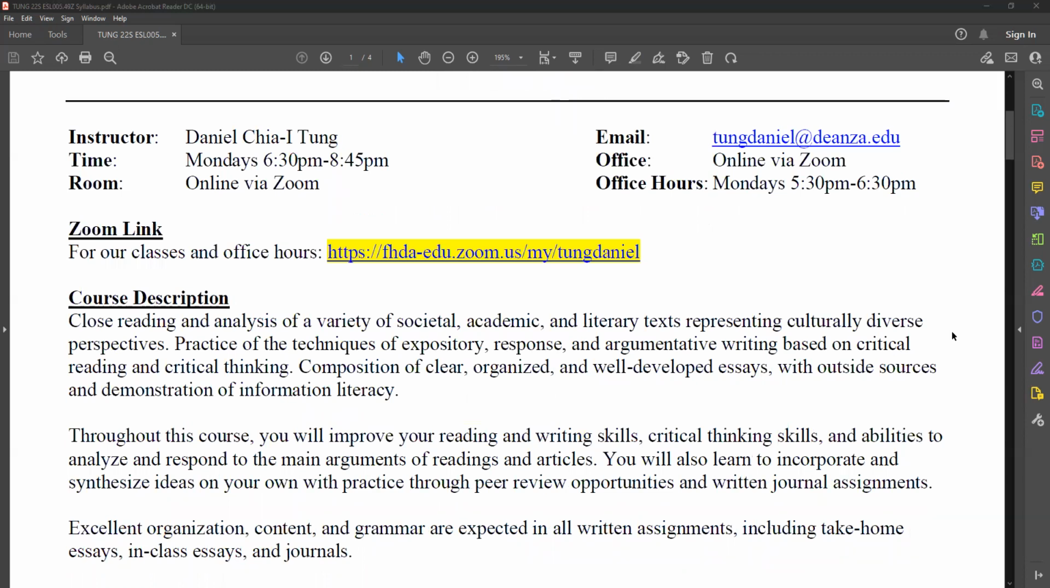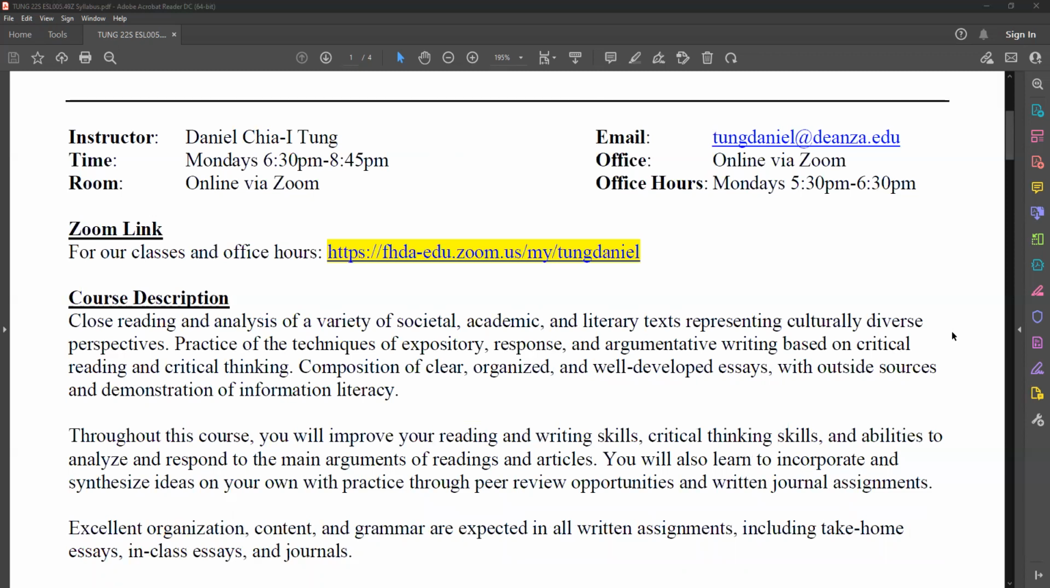So I'll see you at 6:30 p.m. on Monday via Zoom, and the Zoom link is right here in the middle of the screen. It's highlighted. This will be the same Zoom link that we use for every class, the same Zoom link we use for office hours. So feel free to maybe bookmark this, copy this somewhere, make this really easy for you to click every single time.